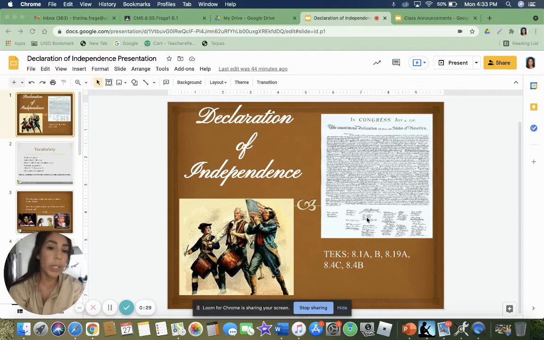Declaration of Independence, what is it all about? It's basically in the title, guys. The 13 colonies will declare independence. In other words, they don't want to be part of Great Britain or England anymore.